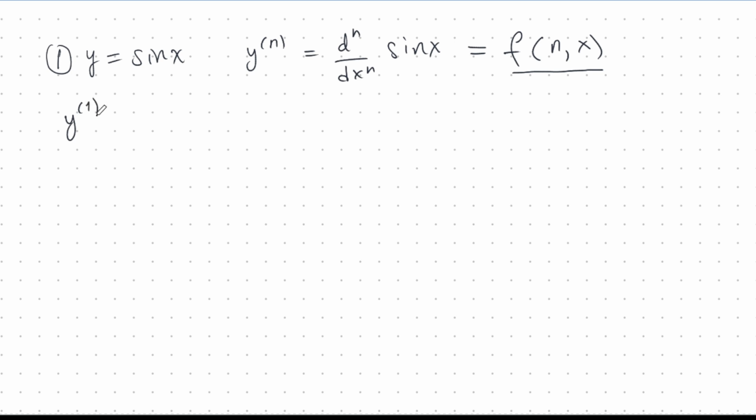The first derivative is cos x. Second derivative is the derivative of cos x. That's minus sine x. So far, very easy. Third derivative is minus cos x. And then the fourth derivative, we are back to the beginning. Minus minus is plus, so it's sine x. So we're back to the beginning. We have only a few unique possibilities, and then we repeat everything.